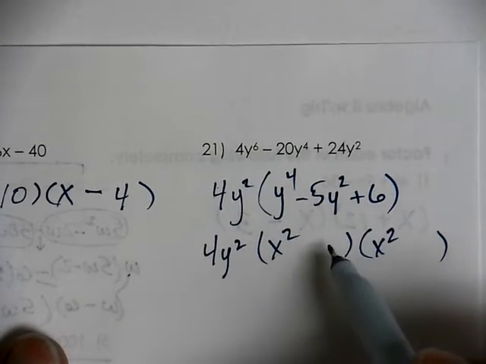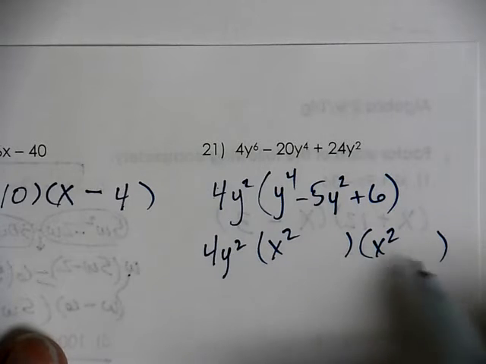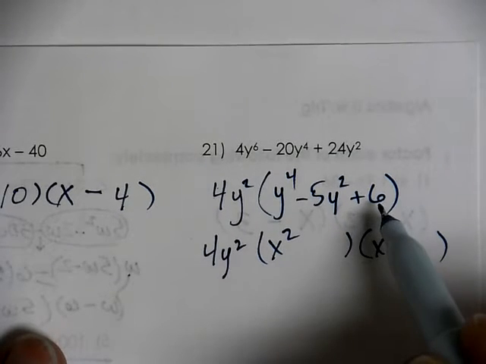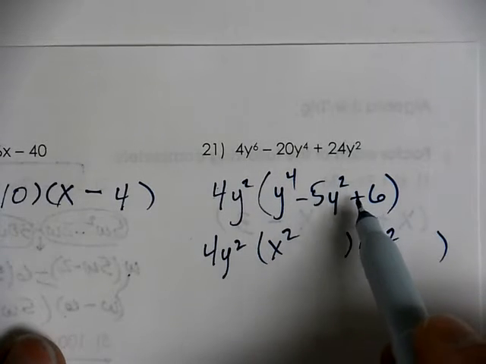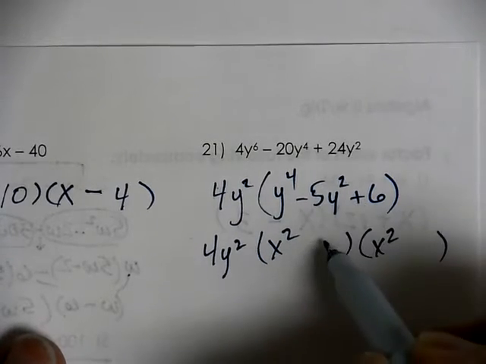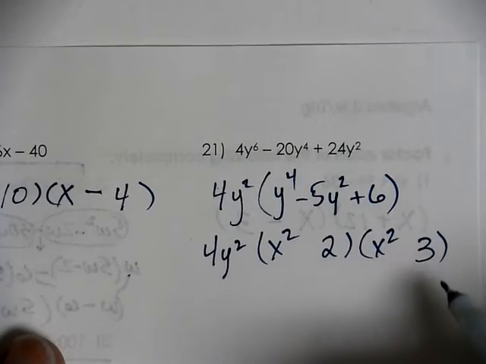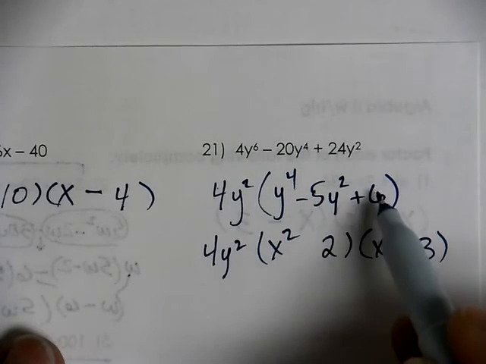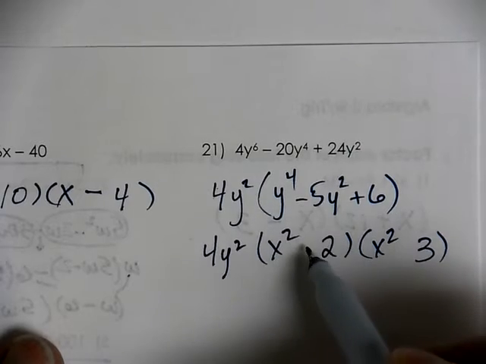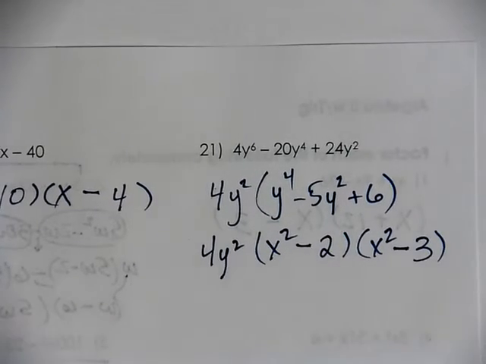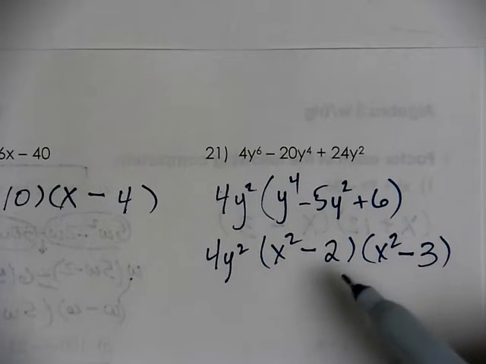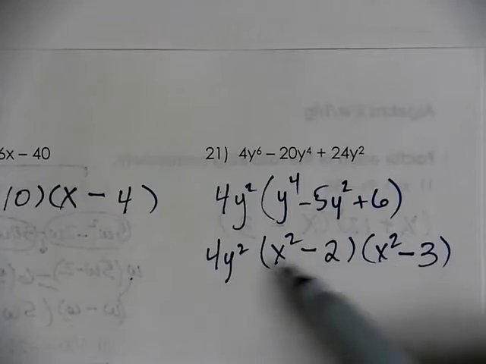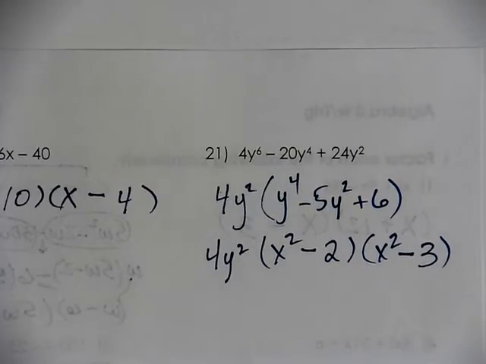Here you got to be careful. You want to use 6 and 1, because 6 and 1 make 6 and add to be 5. But the signs have to be the same, so it actually has to be 2 and 3. That's the only way to multiply to be 6 and add to be negative 5. These are not difference of two cubes or squares, so we cannot factor that any further.